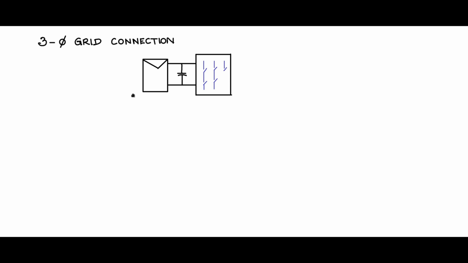Let us now discuss the three-phase grid connection of PV along with the control blocks. Now consider this PV module which is connected to an inverter. Now I am starting with a three-phase grid connection. Later on I will discuss the single-phase grid connection. Actually, if you see, the three-phase grid connection is much easier than single-phase grid connection. Therefore, I have kept the single-phase grid connection discussion to a later point in time.